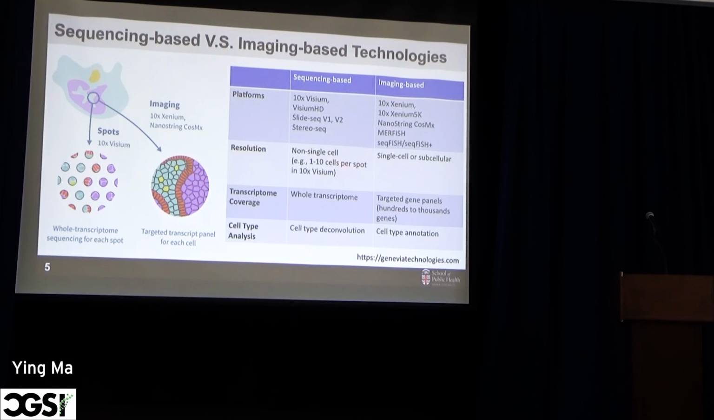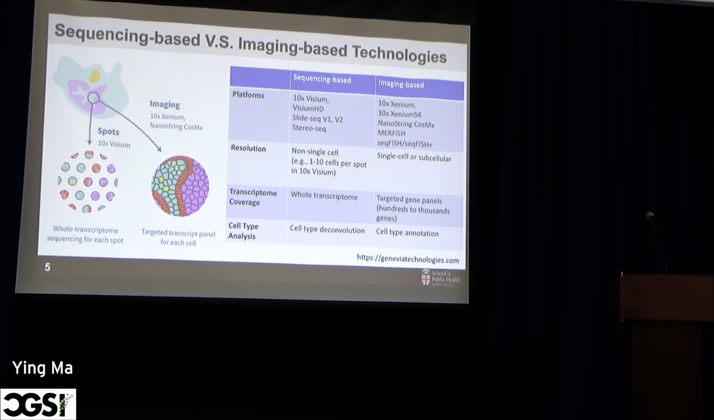The main difference between these two technologies, first, is resolution. For each spatial location, sequencing-based technology such as 10x Visium typically has 1 to 10 cells, but for imaging-based technology, after image segmentation, you will get single-cell resolution data. The transcriptome coverage is also different. The sequencing-based technology is directly based on next-generation sequencing, so it can give you whole transcriptome coverage. But the imaging-based technology depends on pre-designed gene probes, so it can only give you targeted gene panels, hundreds to thousands of genes.